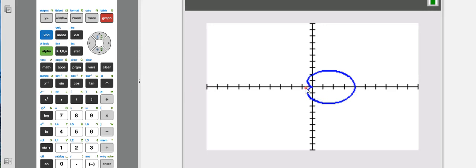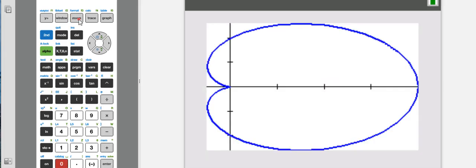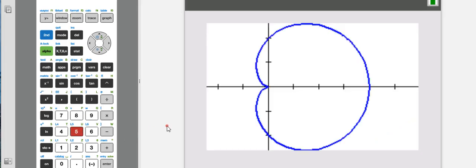So this is probably in Zoom Standard. Let's go to Zoom and go to ZoomFit for 0. And let's go to Zoom Square 5. So you get a nice graph. Now let's go to Window.